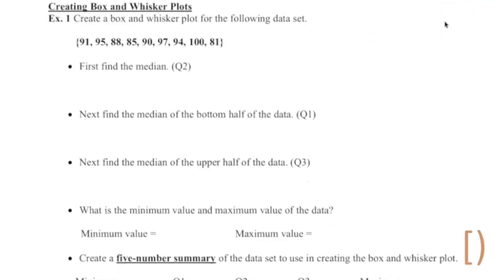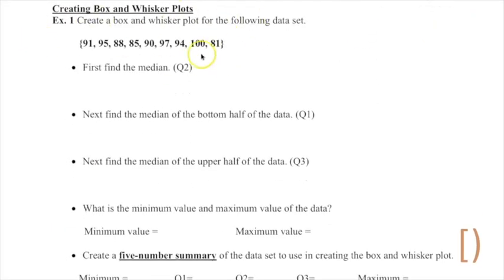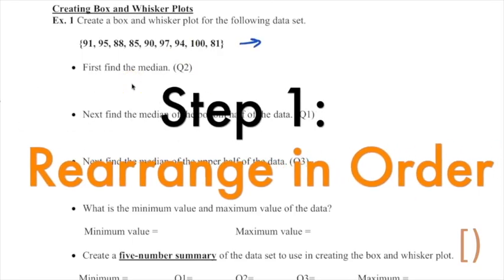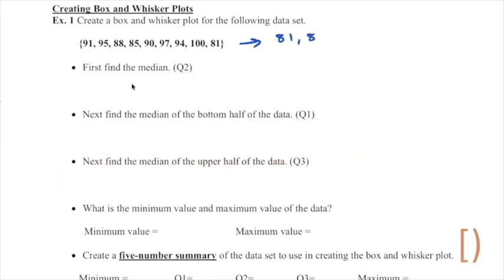Let's do it. So here's our first example. Create a box and whisker plot with the following data set. First, they want us to find the median. But to do that, we have to put them in proper order. We have to rearrange it. That's going to be 81, 85, 88, 90, 91, 94, 95, 97, and 100.